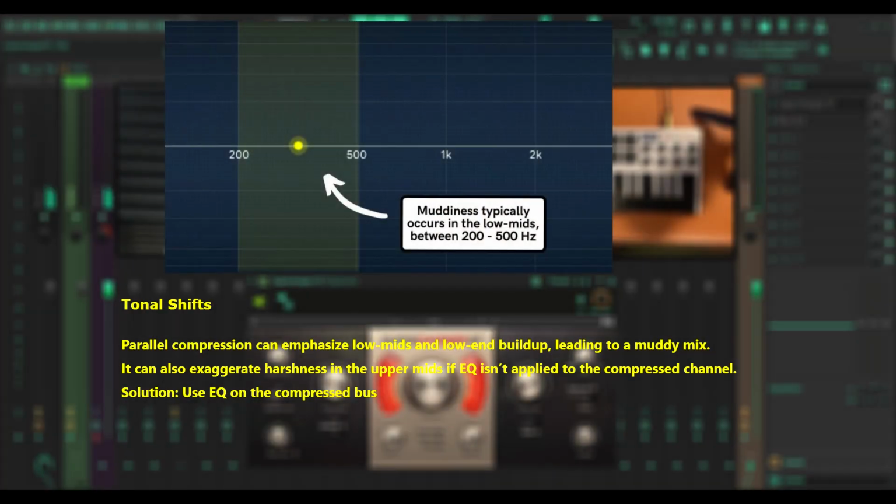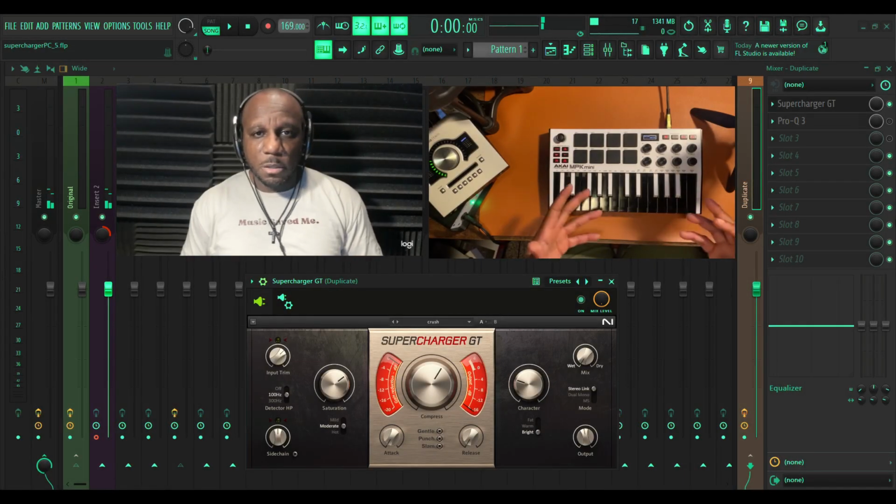Fourth are tonal shifts. Introducing parallel compression can emphasize low end buildup. In my case, I had to carve out the low end, carve out the high end, and really focus on those mid frequencies, but still be mindful of potential phasing issues.